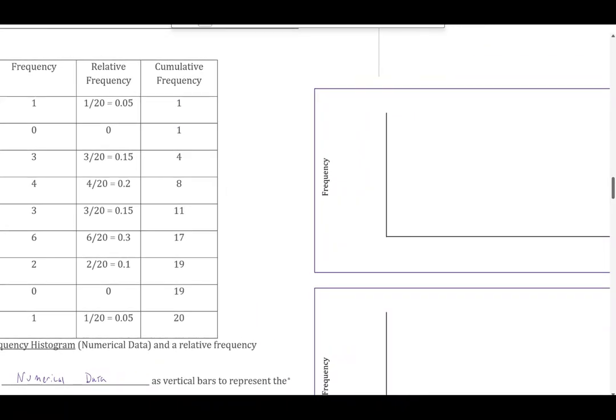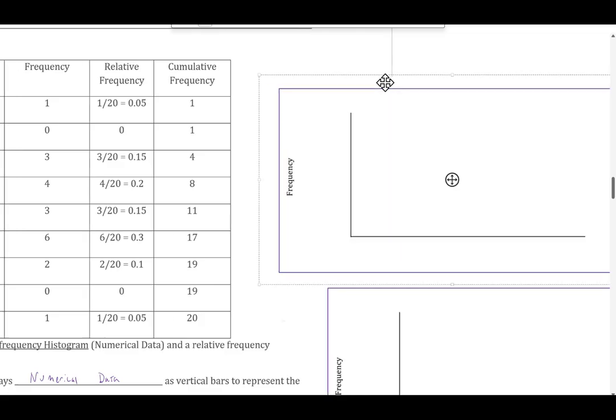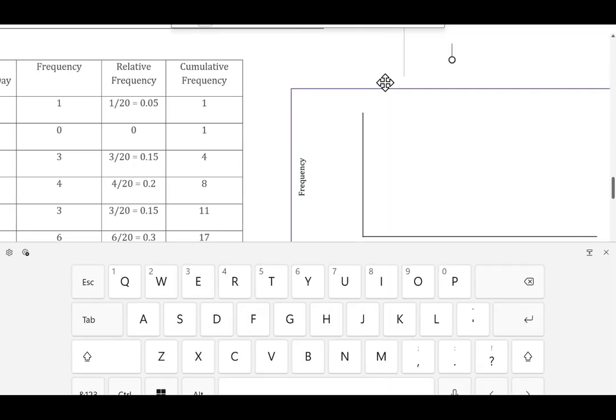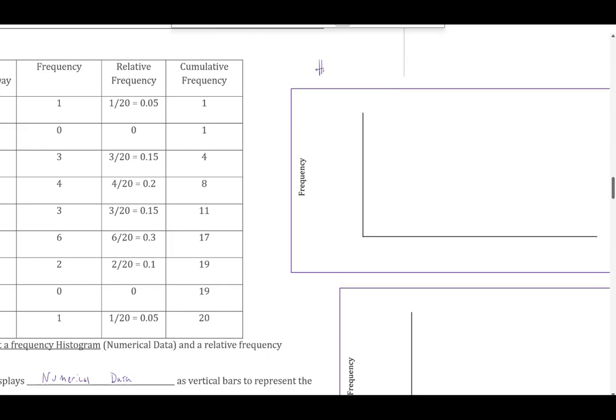We will label the graph here. Oops, I'm just going to handwrite this. Histogram for hours students work. Our frequency axis can be labeled frequency, and our horizontal axis, our variable axis, will be the number of hours worked.